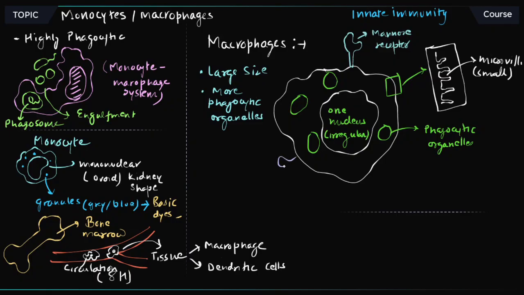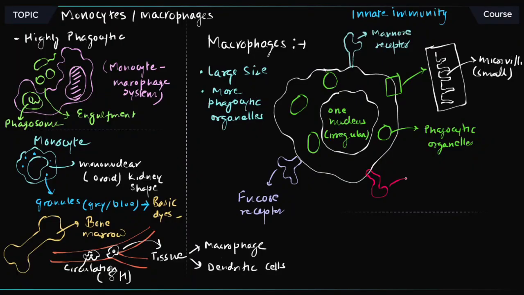Next receptor is the fucose receptor, F-U-C-O-S-E. This receptor recognizes fucose-containing carbohydrates. So basically, it's also a carbohydrate receptor, and that will detect the carbohydrate on the surface of bacteria or microbes.